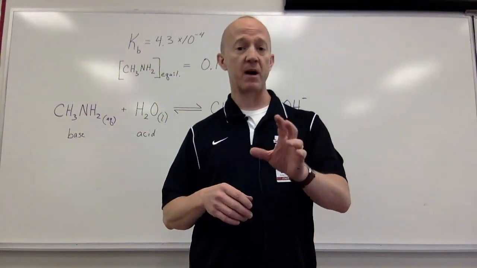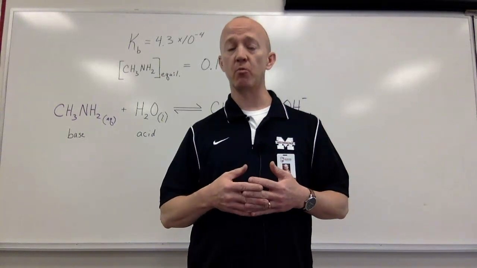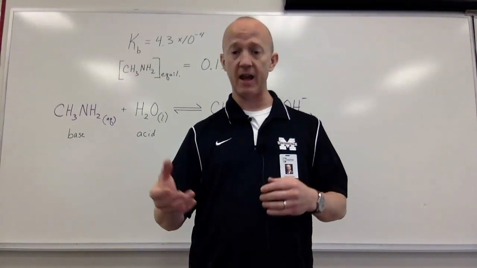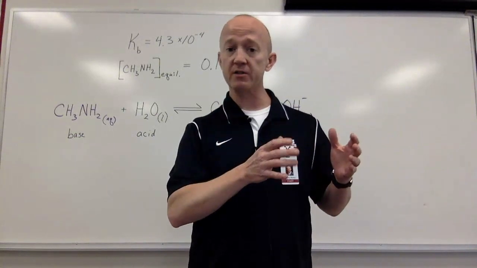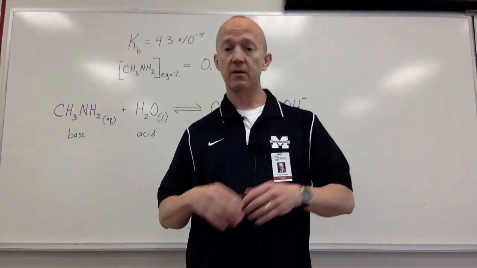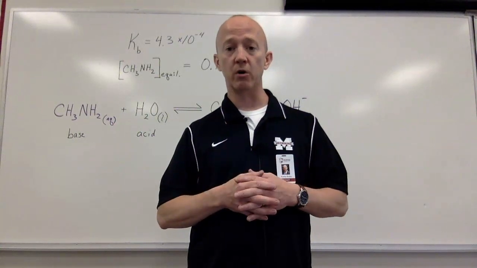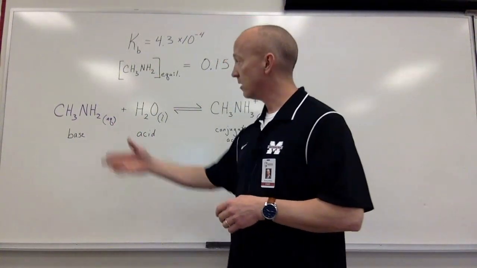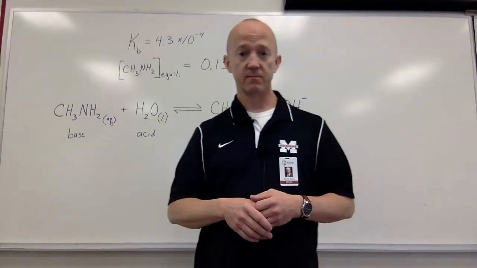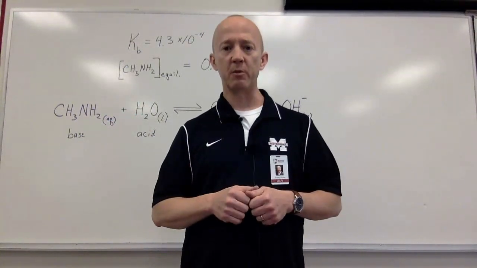And we said as a reminder that K values that are greater than 1 represent something that's strong. Whether it's an acid or a base, it means that it dissociates, it has greater amounts of products than reactants. And so a K value of less than 1 represents something that's weak, something like acetic acid or methylamine in this case.